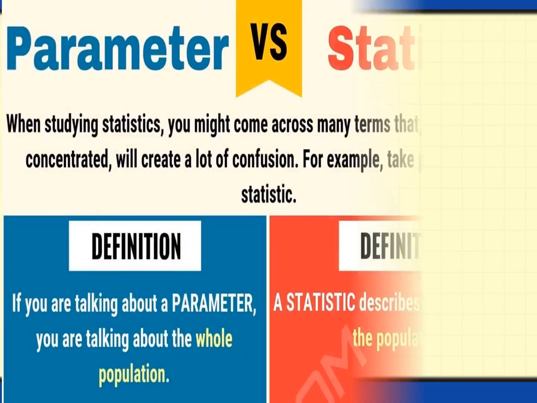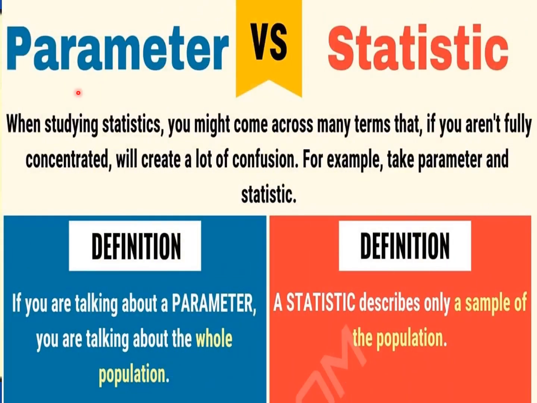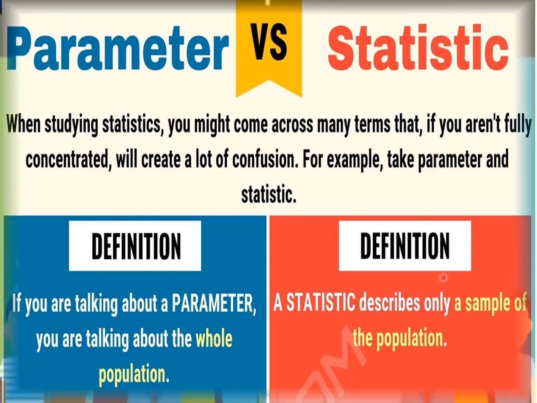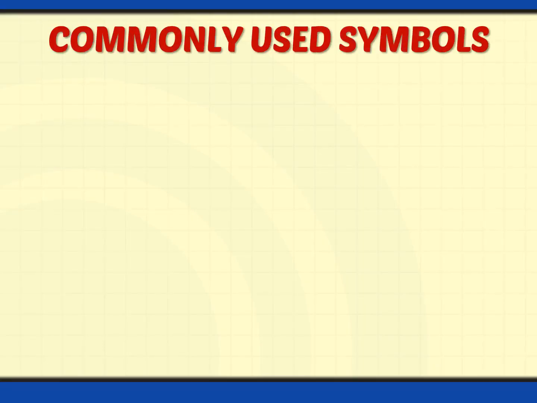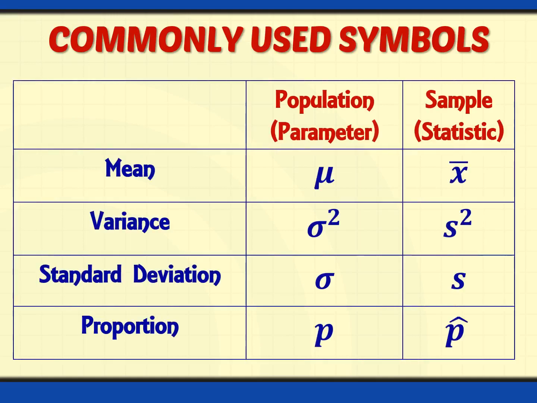Okay, to summarize, when we say parameter, we are talking about the entire population, while statistics only describe a sample of the population or the data collected from a sample of the group being studied. So, this is how we differentiate parameters from statistics. Okay, and these are the summary of the commonly used symbols when you are computing for the parameter and statistic.